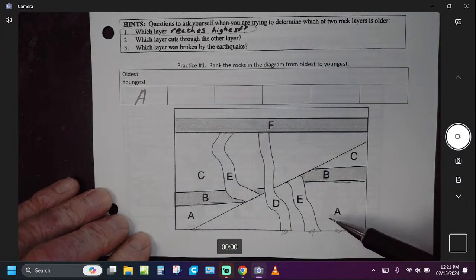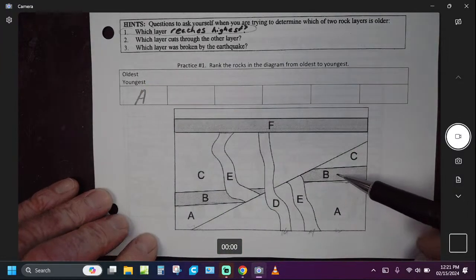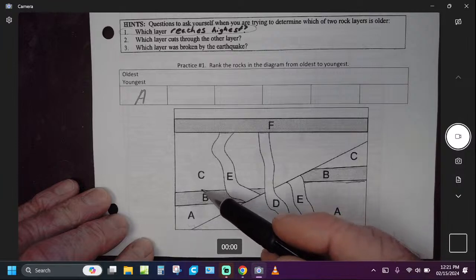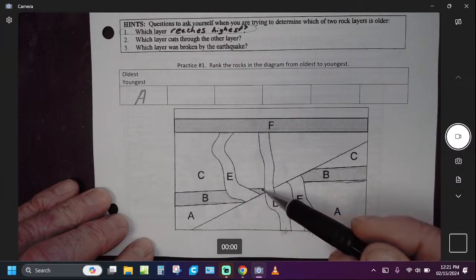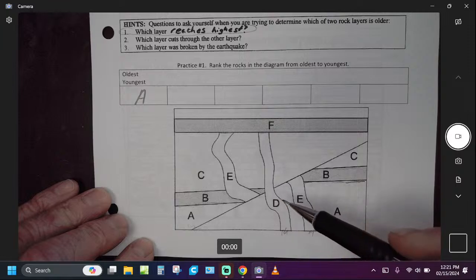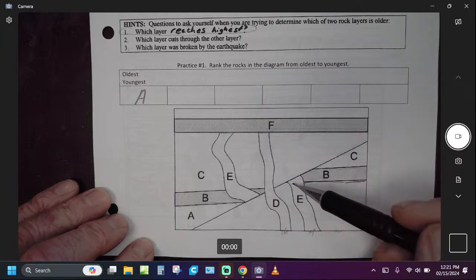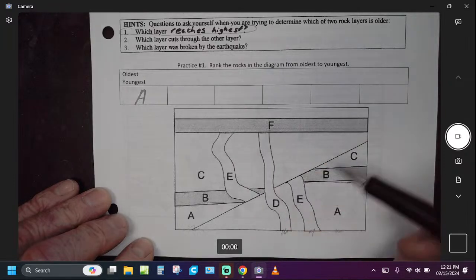So now I'm going to go up beyond A, and I get to B. So here's the top of B, and here's the top of B, and D goes all the way up to there, and E goes all the way up to there. So B's the next one.